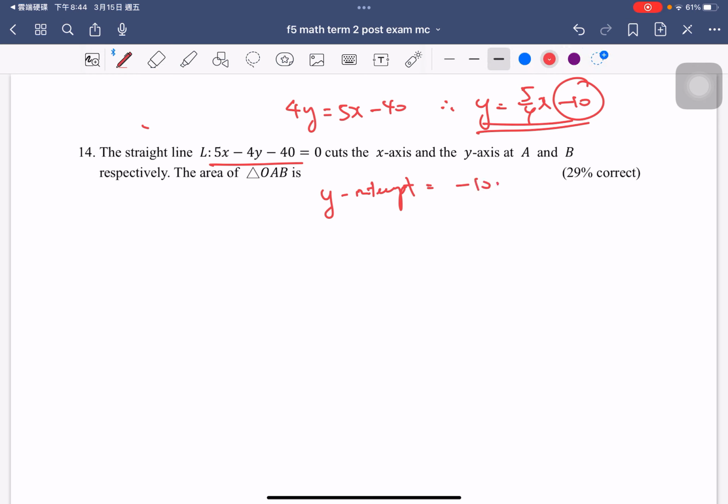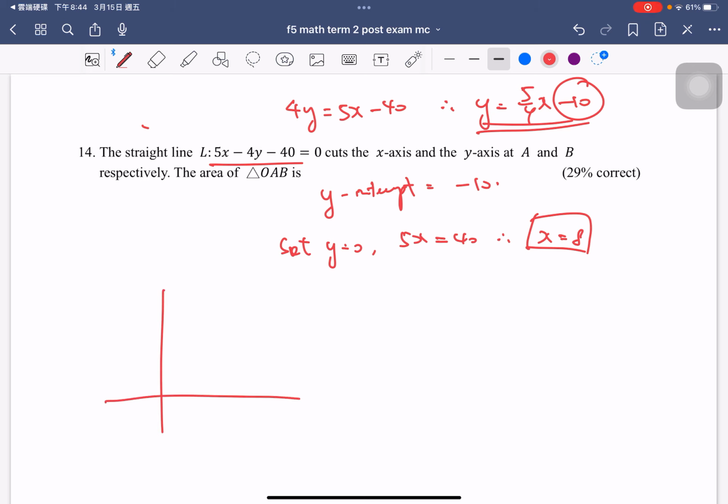And then we can find out what the x-intercept is. The x-intercept means that at that point y is equal to 0. So I set y to 0, which means that 5x equal to 40, so x is just equal to 8. So now I have the x-intercept and the y-intercept. In this question, you can draw the picture. It's going to look like this. So this is the negative 10, and then this is going to be the 8. So the whole line here is 5x minus 4y minus 40 equal to 0.